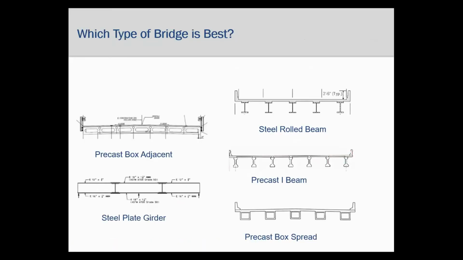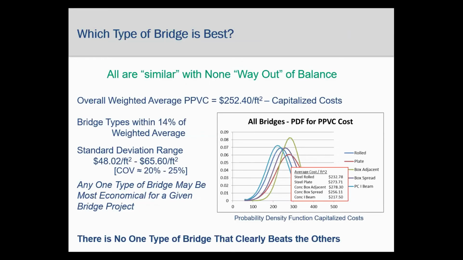So let's go back to the beginning to that question. Which type of bridge is best for life cycle costs? Is it the precast box adjacent, steel plate girder, precast box spread, precast I-beam, or steel rolled beam bridges? And this is where we come back to that statement that all are similar with none way out of balance. Now stay with me here, but the overall weighted average capitalized cost for the 5 types of bridges is $252.40 per square foot. And each bridge type average is within 14% of that weighted average.